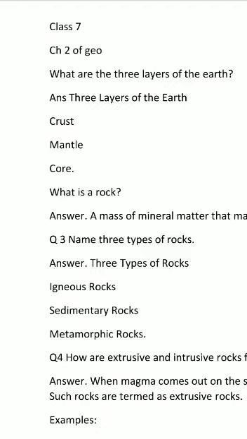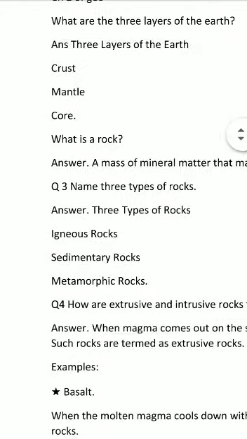Third, name 3 types of rocks. So here we are to write the names only. 3 types of rocks are first igneous rocks. Igneous we have discussed in the chapter, from the word igneous, which means fire. Sedimentary rocks, from sedimentum, means parts, particles or fragments. Then metamorphic rocks, from the word metamorphose, means change in form. So we have 3 types of rocks: igneous rocks, sedimentary rocks and metamorphic rocks.